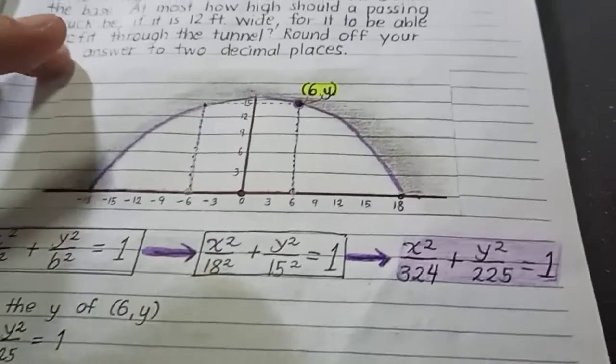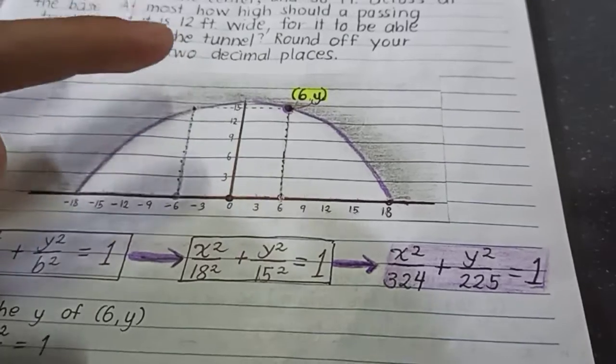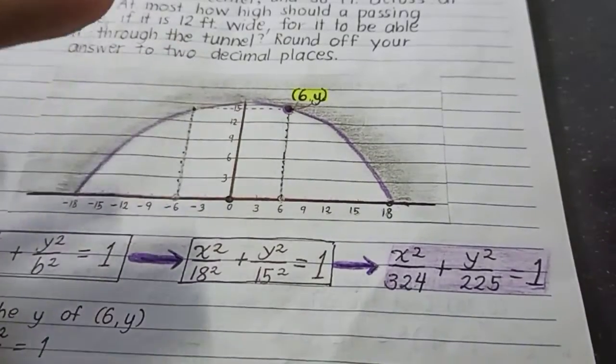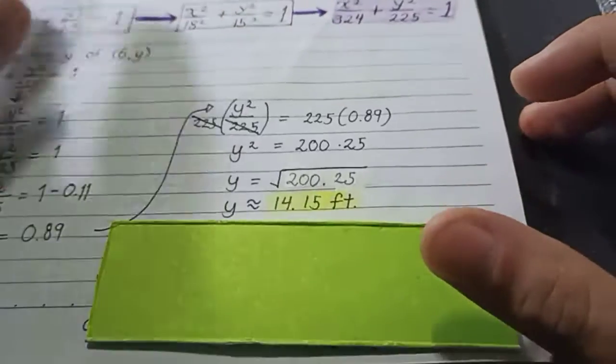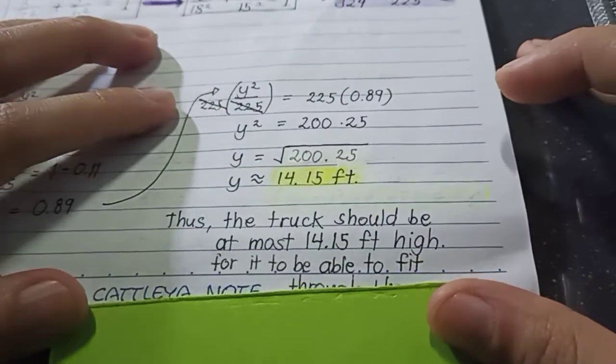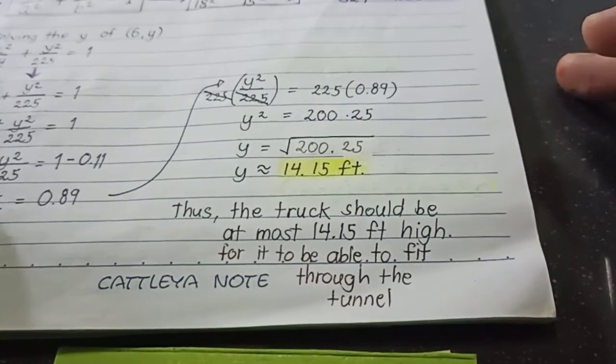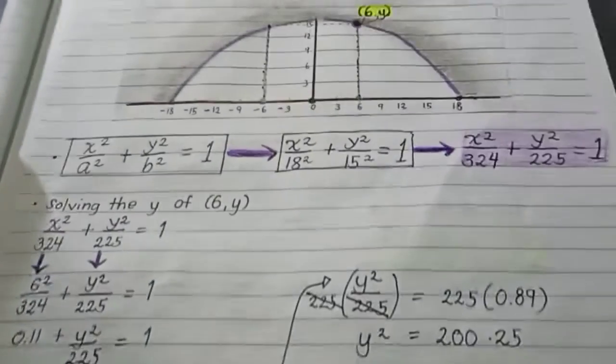Exactly as what we have predicted. It did not pass or exceed the 15 feet marking. Okay, so thus the truck should be at most 14.15 feet high for it to be able to fit through the tunnel.